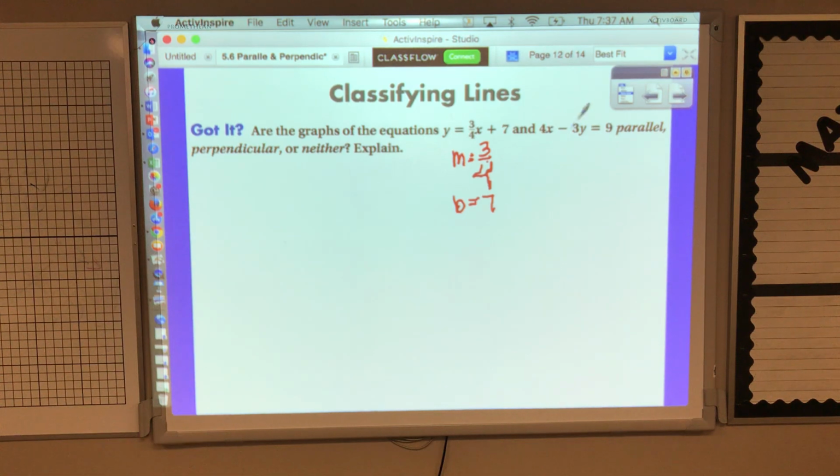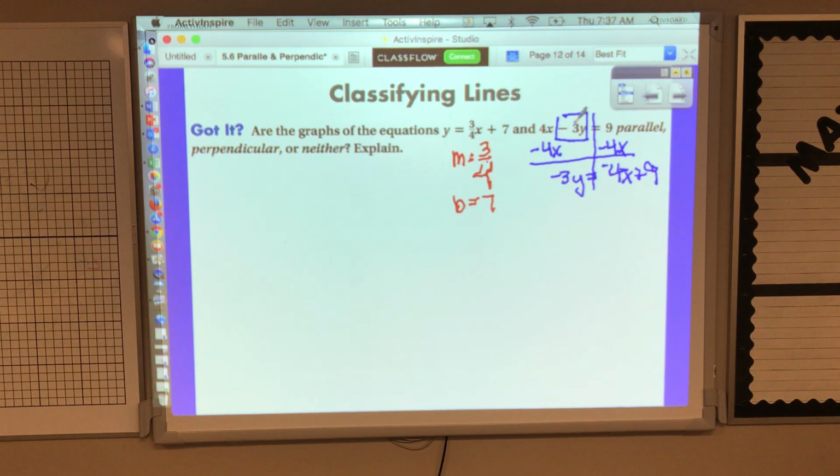So my first step to determine this is going to be to get it to slope-intercept form, which means I need to get y by itself, so I need to get rid of a 4x, so I subtract 4x on both sides, leaving me with a negative 3y equals negative 4x, and again that x term goes first, so we want slope-intercept form, plus 9.